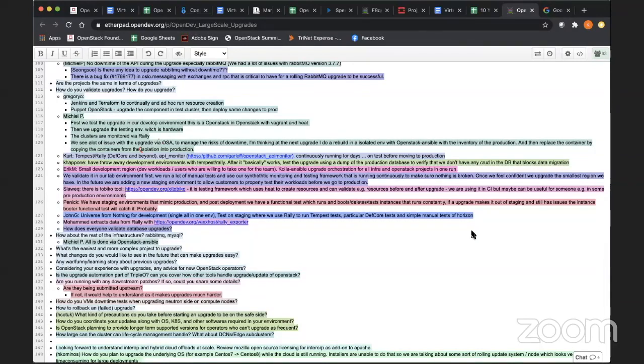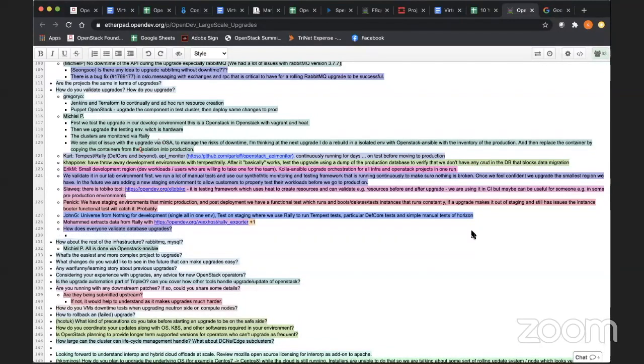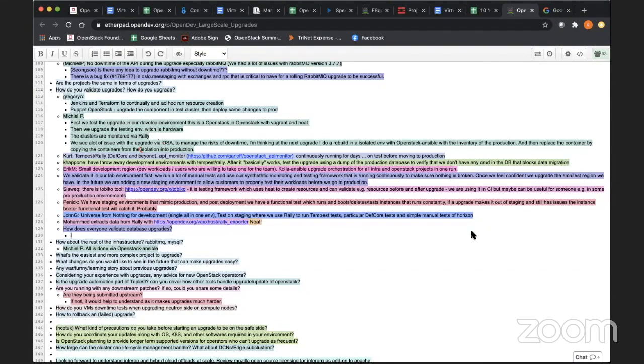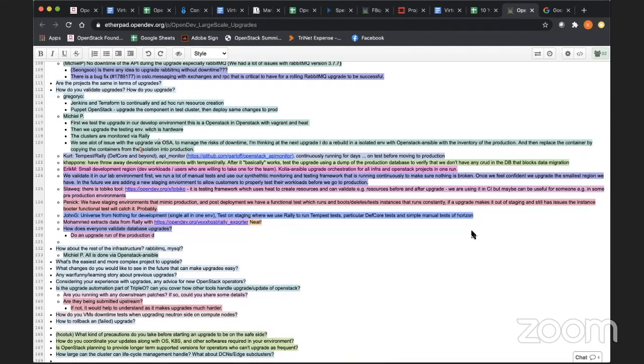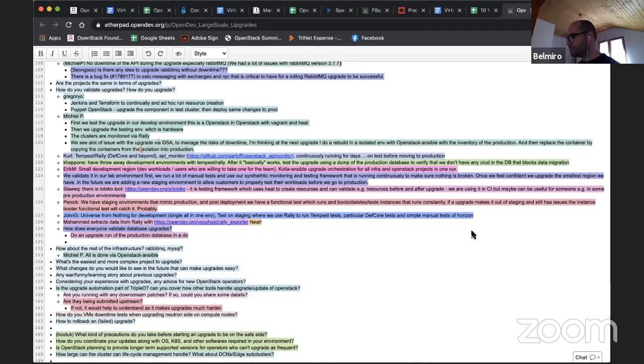Because earlier we have had issues with some UTF or other problems with our database, and on the upgrade day, our upgrade was slow because we had to firefight issues. And after that, we have always done a production database upgrade run before this. And this has proved super useful. We almost always find problems that we have to fix before the upgrade day. Yeah, that is great. That moves us to the next question that we have on the Etherpad about the rest of the infrastructure, RabbitMQ, MySQL.